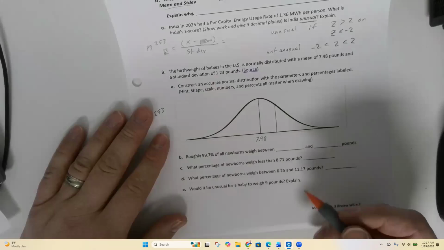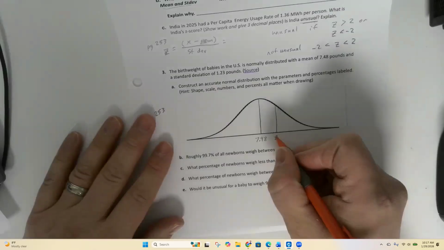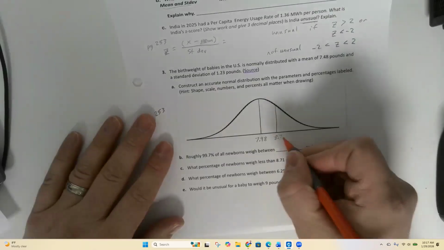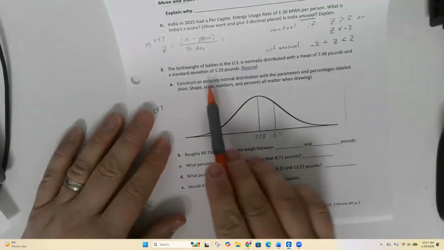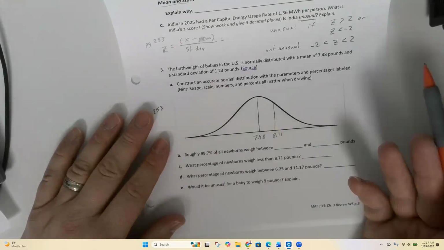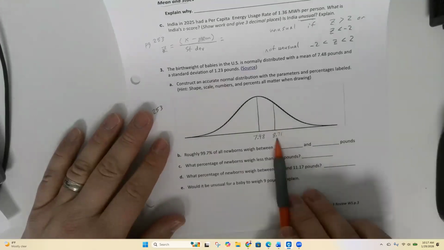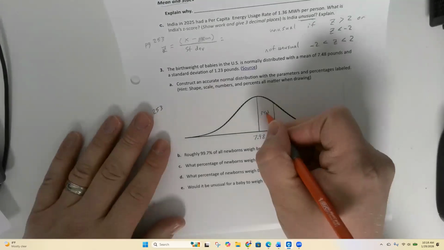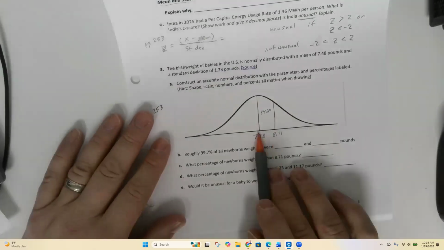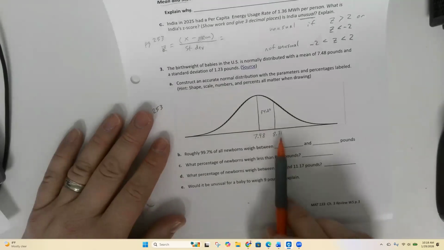Now we're going to be at what? We're going to be at 8.71, correct? 7.48 plus 1.23. Put those in your calculator. You should get 8.71, okay? And there's 34% of babies are somewhere in this range between 7.48 and 8.71, okay?